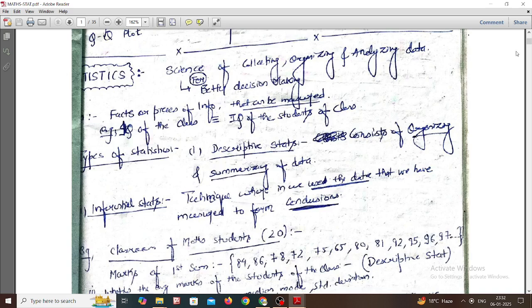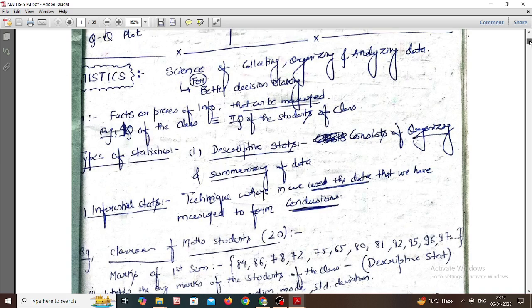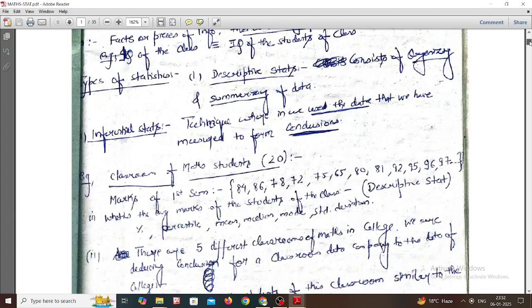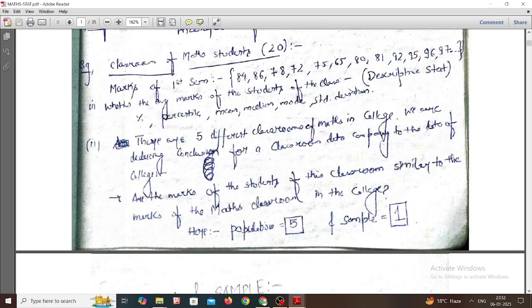So through sampling, we try to gain an idea of the whole population. The types of statistics we have dealt with are descriptive statistics and inferential statistics. For example, marks of first sem: 84, 86, 78, 72, and likewise there are marks for 20 students. Now, in the case of descriptive statistics, we can ask a question. What could be a question for descriptive statistics? It would be like, what is the average marks of the students of this class?